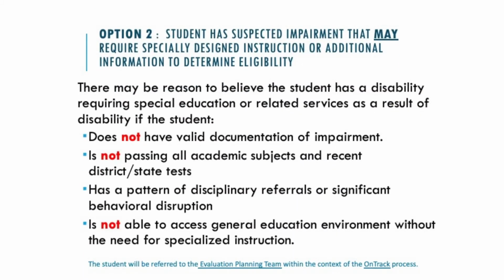If the student has a suspected impairment that may require specially designed instruction or additional information to determine eligibility, in other words, there may be reason to believe the student has a disability, then the team needs to refer the student to the evaluation planning team.